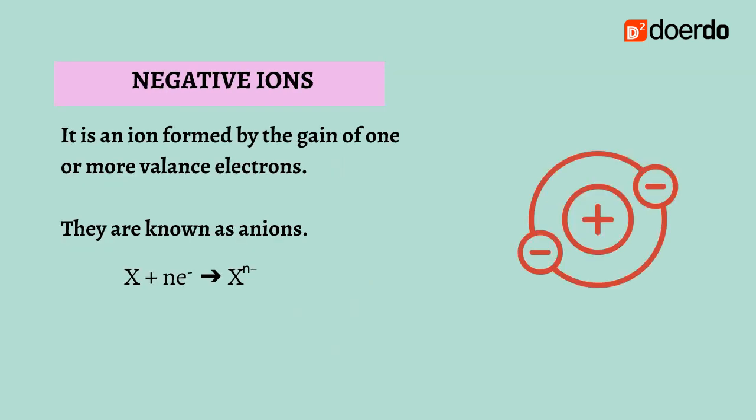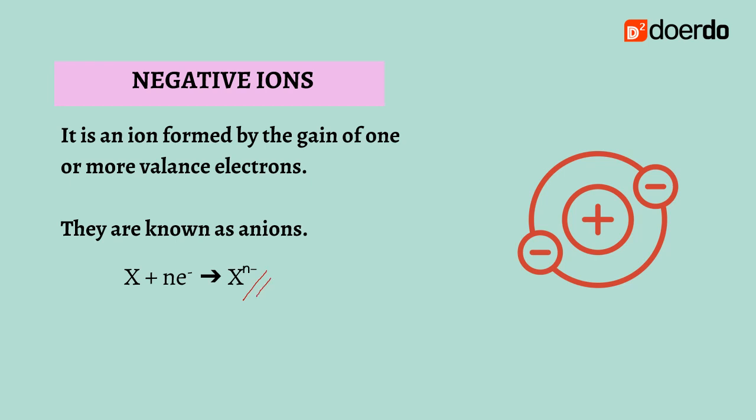Negative ions, on the other hand, are known as ions which are formed by the gain of one or more valence electrons, and they are known as anions. And unlike positive ions or cations, negative ions are formed by the gain of valence electrons only. It is not due to the loss of protons. So mass number and atomic number will remain the same. Negative ions are known as anions, and the symbol or the equation for their formation is as such.